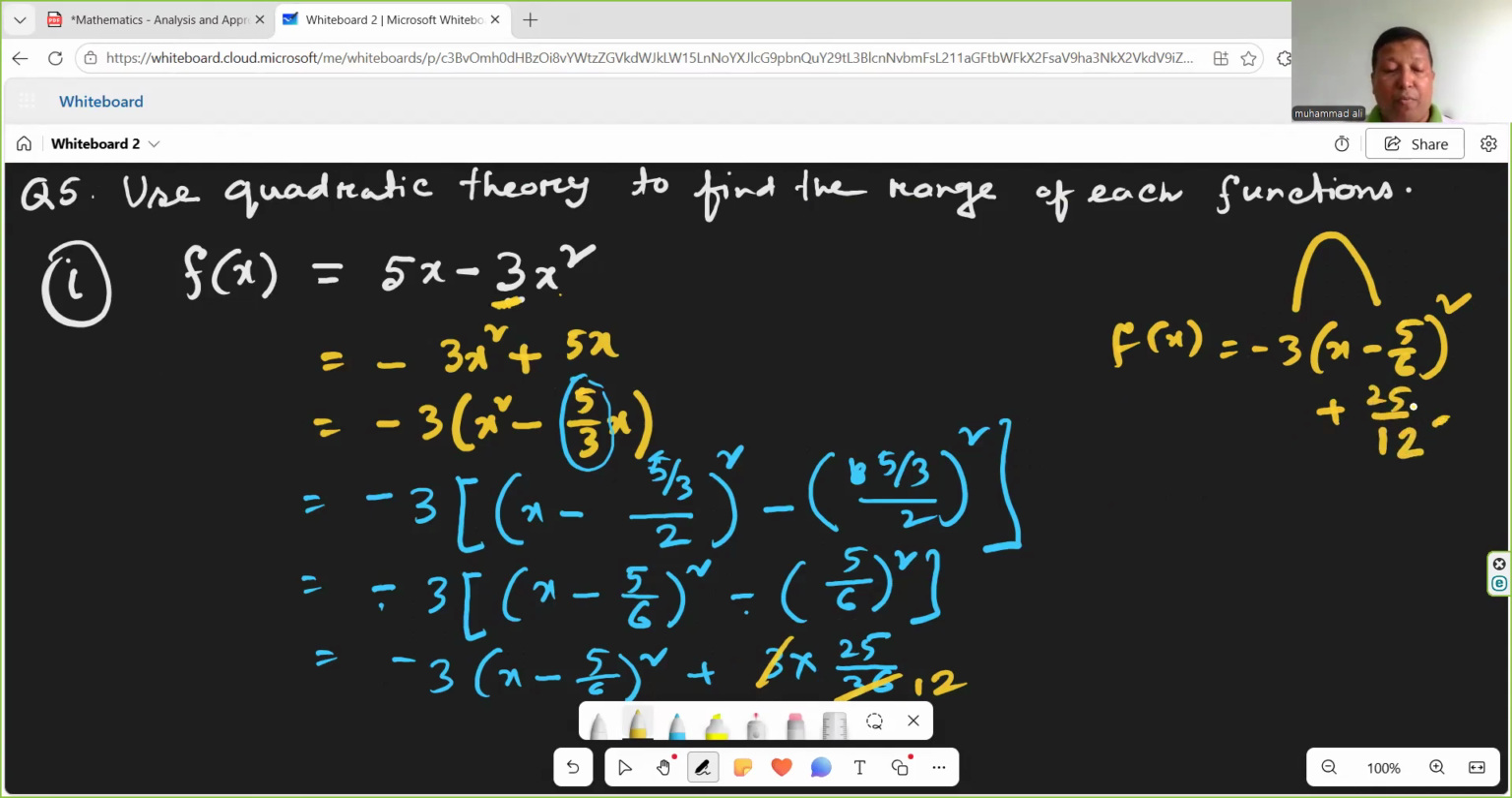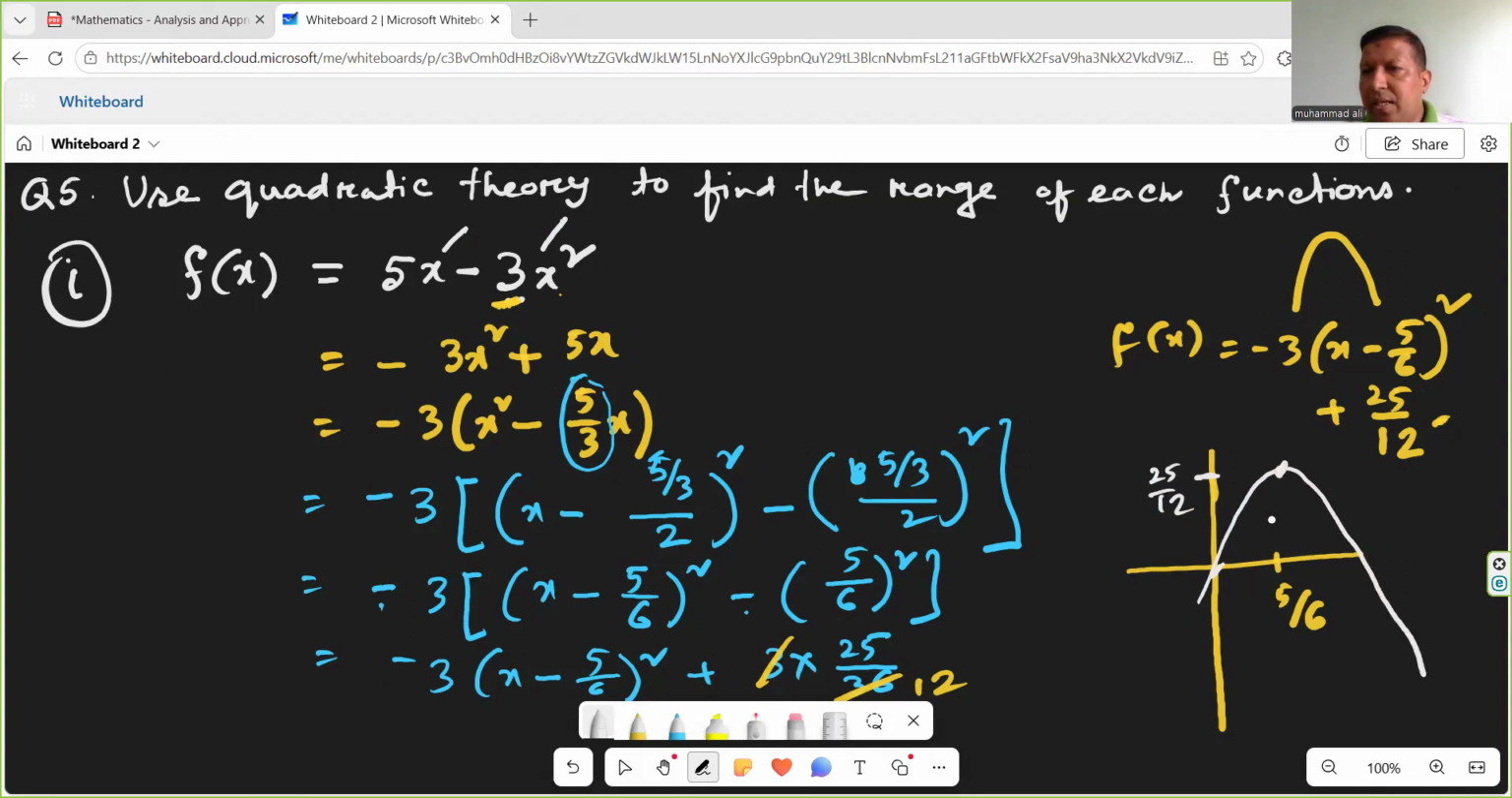So this 25/12 will be the maximum value of this curve. And for x equals 5/6, we get the maximum value. So x equals 5/6 and 25/12 is the maximum value. And if you want to find out the y-intercept point, if you put x value 0, here the y-intercept point is y equals 0. So this curve shape will be like this. So the range of y is such that y is less than or equal to 25/12.